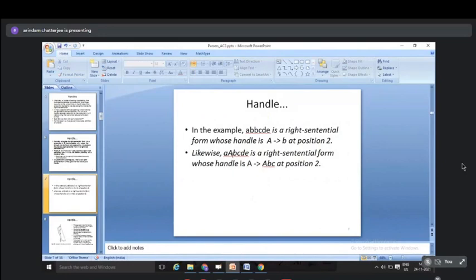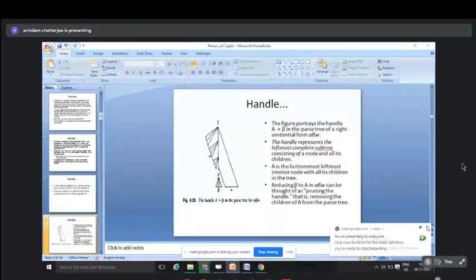Okay. So for this particular sentential form, this is the handle at position 2. That's it. So if you look at this particular diagram, A producing beta is the handle for the parse tree alpha in the parse tree for alpha beta W. I think you can see it pretty well.